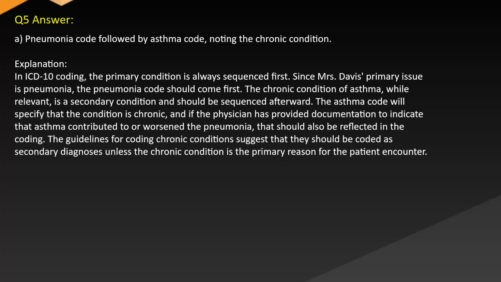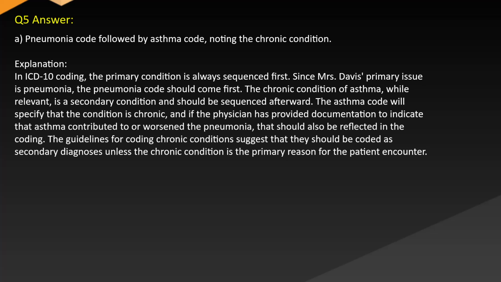Answer: A. Pneumonia code followed by asthma code, noting the chronic condition. Explanation: in ICD-10 coding, the primary condition is always sequenced first. Since Mrs. Davis' primary issue is pneumonia, the pneumonia code should come first. The chronic condition of asthma, while relevant, is a secondary condition and should be sequenced afterward.